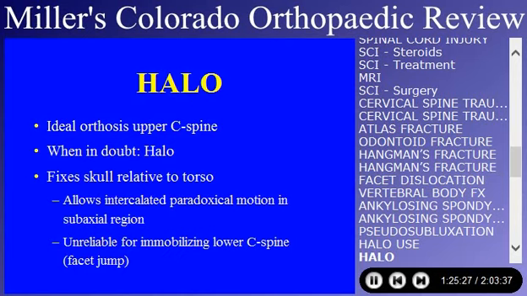But because it only fixes the skull relative to the torso and allows that intercalated motion, it's great for the upper C-spine, but it's not that good for the lower C-spine, particularly a facet jump. And it should not be considered definitive fixation if you have any alternatives in a patient who has a facet jump.